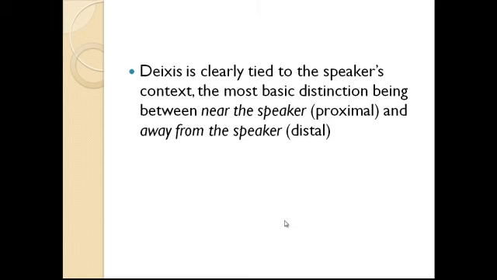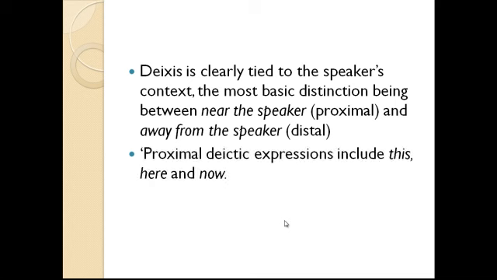Deixis is clearly tied to the speaker's context. The most basic distinction is between near the speaker, which is proximal, and away from the speaker, distal. Proximal deictic expressions include such words as this, here, and now. Whenever you say this, or use the word here, or indeed the word now, it has to do with something being closer to the speaker. And that is what is being referred to as proximal.